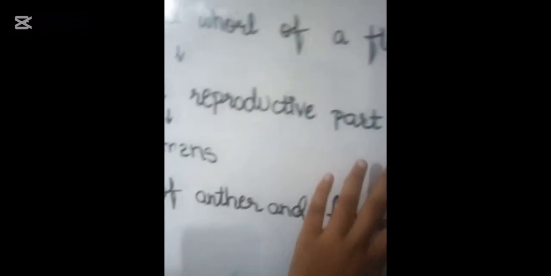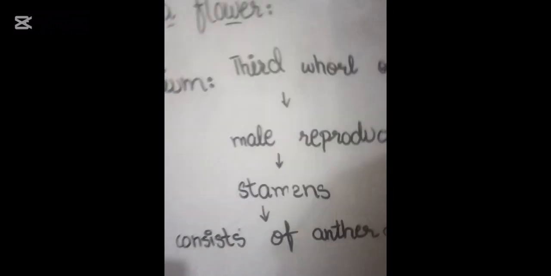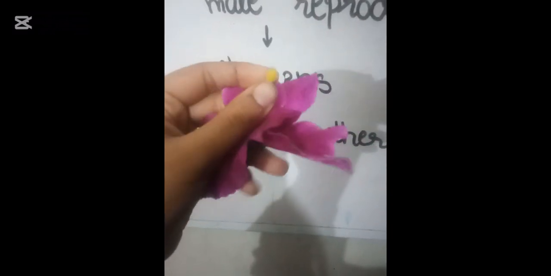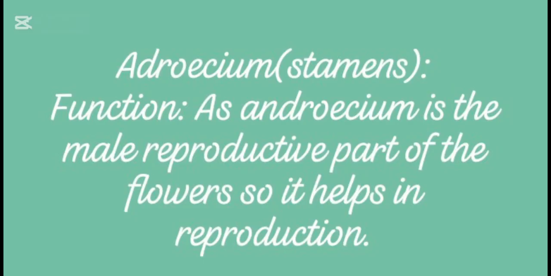So basically the third whorl of a flower is called androecium. So androecium consists of the male reproductive parts of the flower called stamen. So stamen consists of anther and filament. So if we look into a flower, so if we see over here in this portion, this is the stamens, and collectively it's called androecium. So this bag-like structure is called the anther, and these thin sticks are called filament. So as you know, androecium is the male reproductive part of the flower, so it helps in the reproduction of the plants.